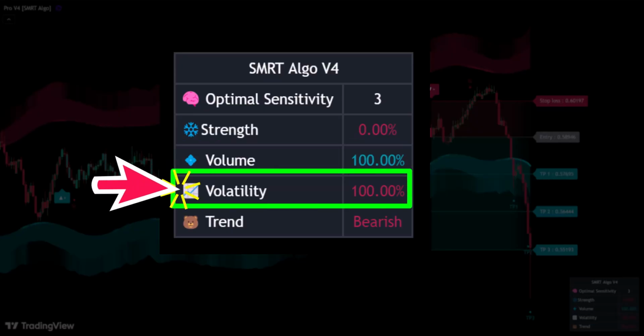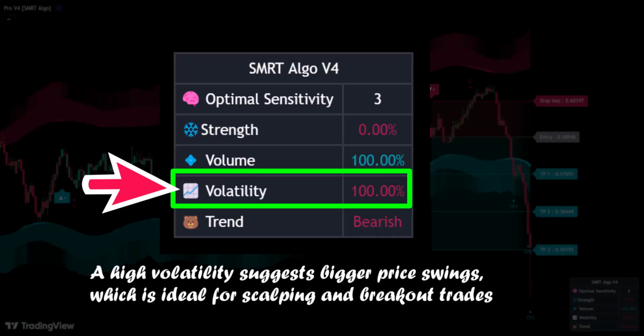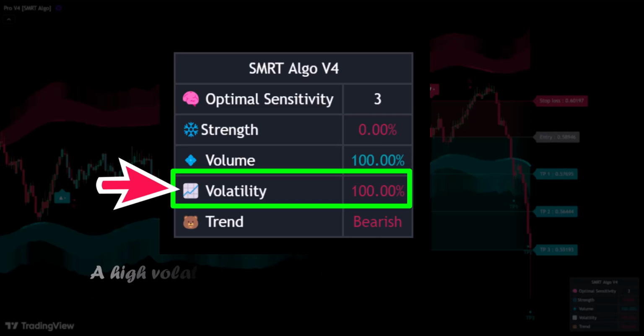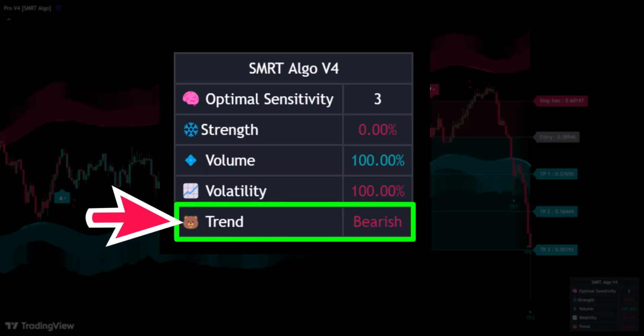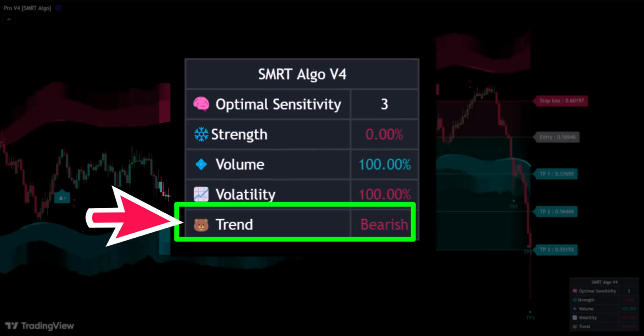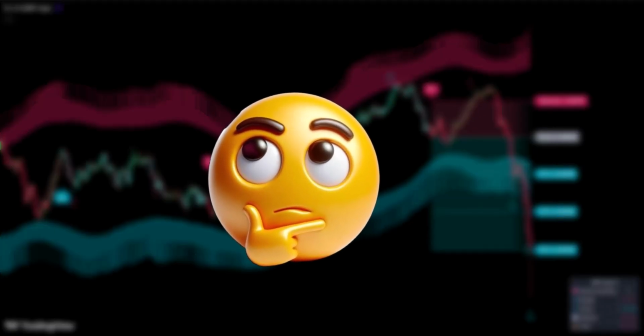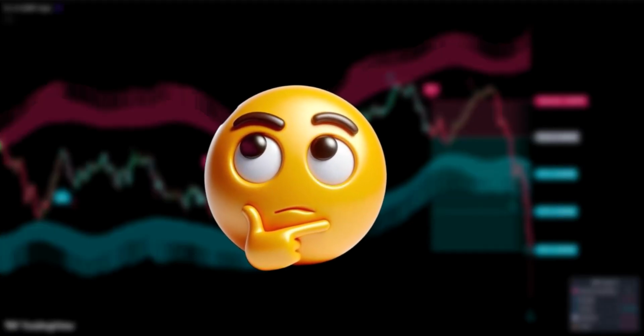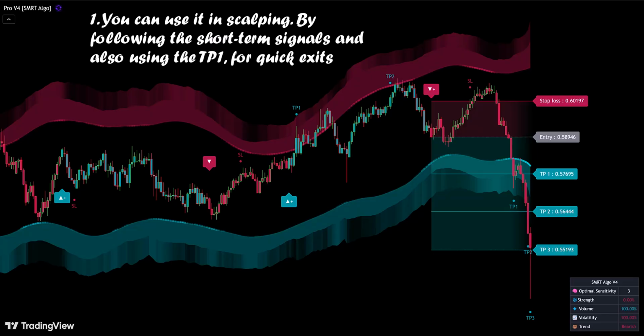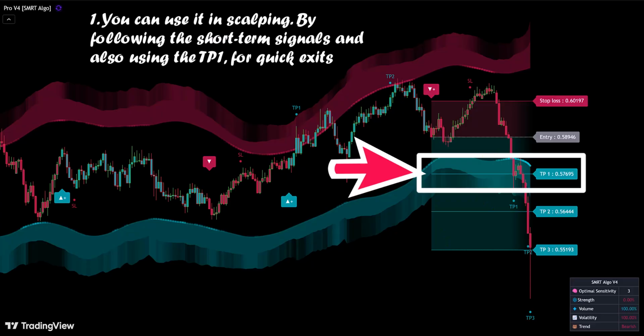For this volatility, a high volatility suggests bigger price swings, which is ideal for scalping and breakout trades. This trend helps to confirm the prevailing market trend, which is bearish at the moment. This aligns with the short setup we see on the screen. So how can you use the Pro V4 indicator in your trading? Firstly, you can use it in scalping by following the short-term signals and also using the TP1 for quick exits.